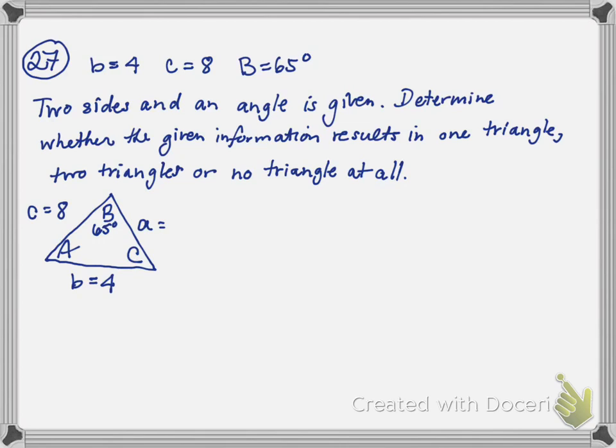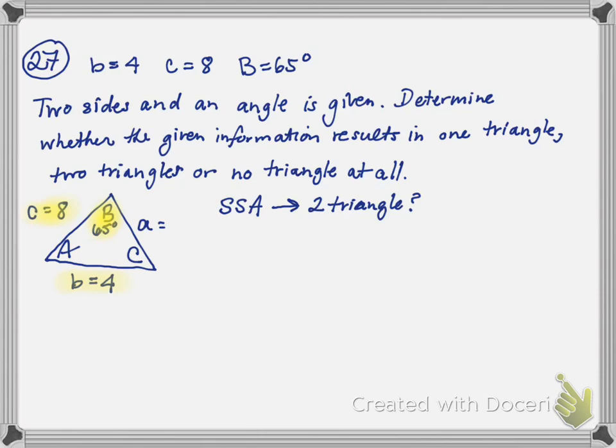Alright, if we look at this, I have my angle and I have two sides. However, the sides are not around that angle. So I have the case of side-side-angle, which is the ambiguous case. The ambiguous case means I could have one triangle, two triangles, or no triangle at all. So we're really not sure without working it out.